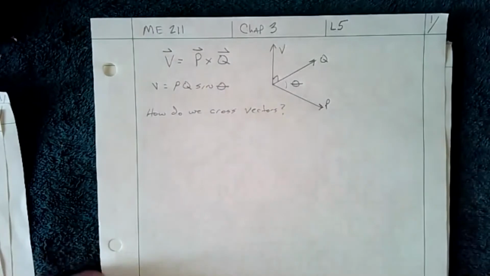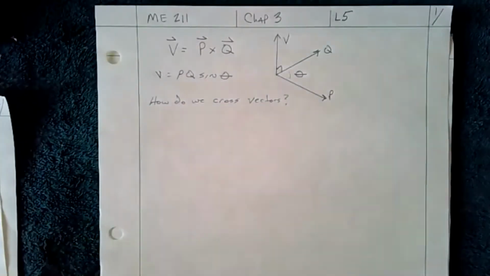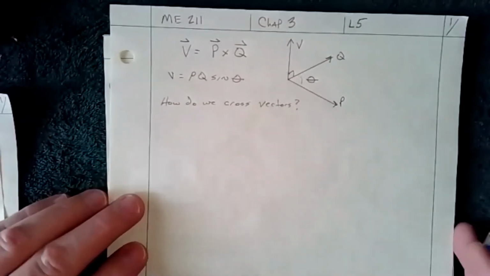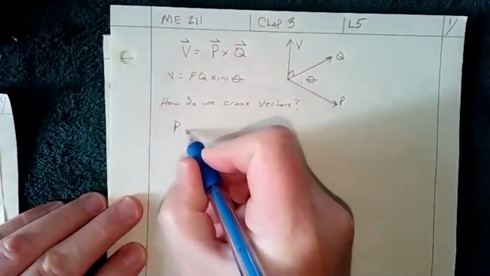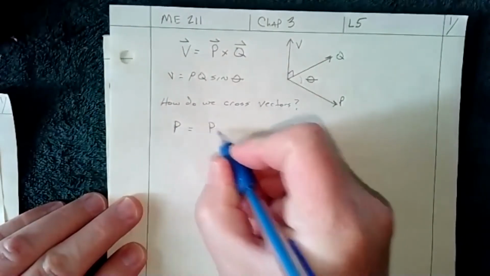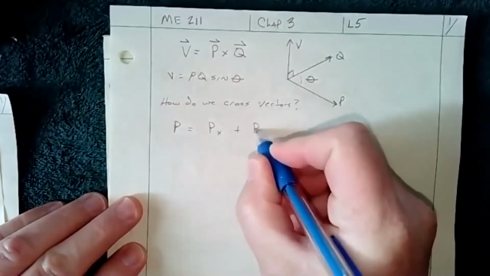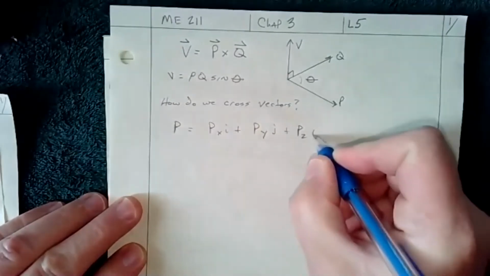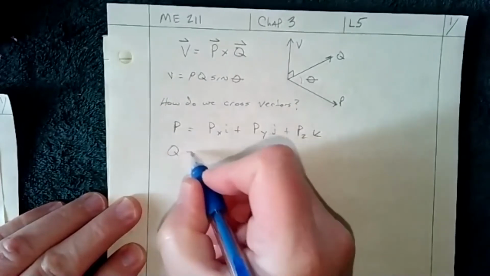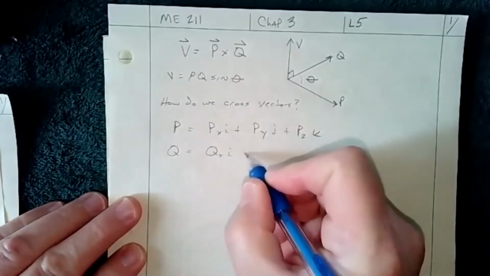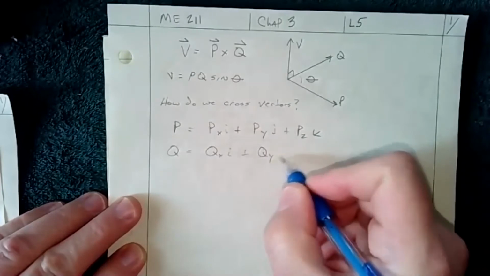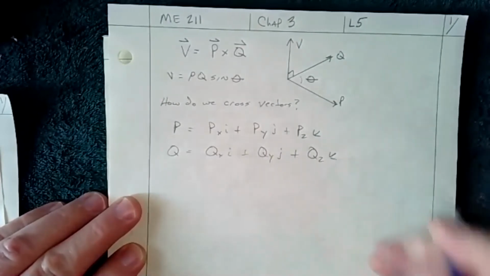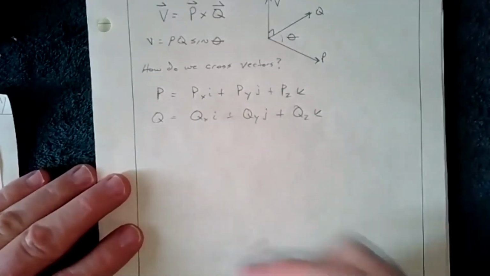So how do we cross vectors? First off, we want to put them in their components. So we know that P equals Px i plus Py j plus Pz k, and Q equals Qx i plus Qy j plus Qz k.